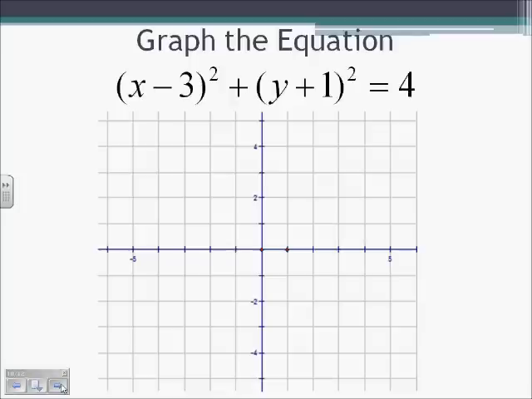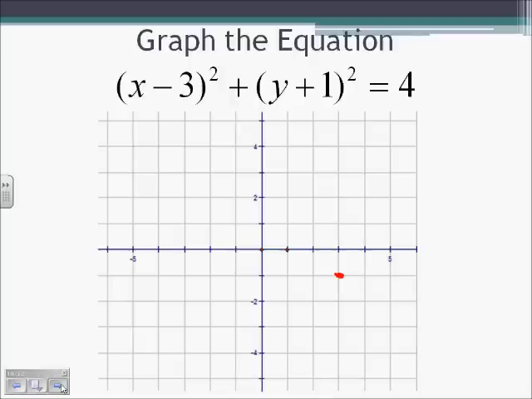All right, graph the equation of the circle. We know that our center is always going to be at the opposite of the x and the y that they give us. So our center is going to be at x of positive 3 and y is going to be -1. So we go out to positive 3 and down 1. And then the radius squared is 4. So our radius is going to be 2. So from the center, everywhere on the circle is going to be a distance of 2 away.